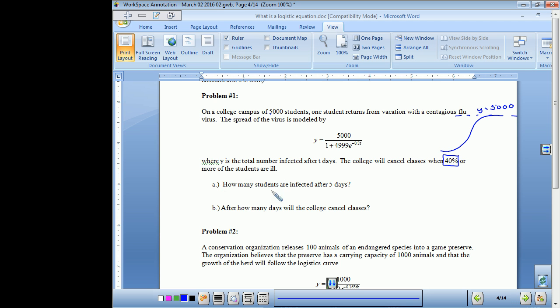So part A, how many students are infected after 5 days? What do you guys think we do with this? Plug in 5 for T. Plug in 5 for T. Please do that. Show your skills.